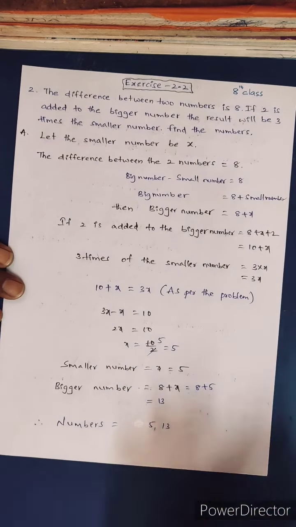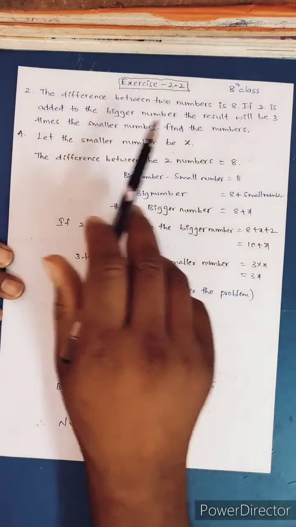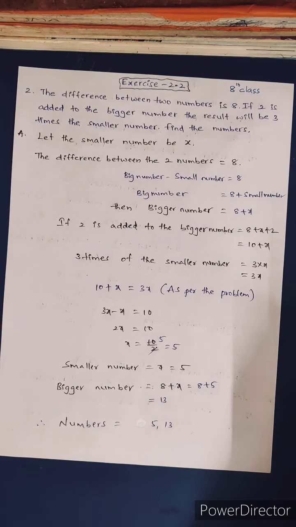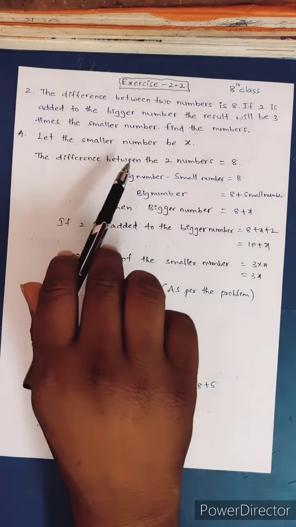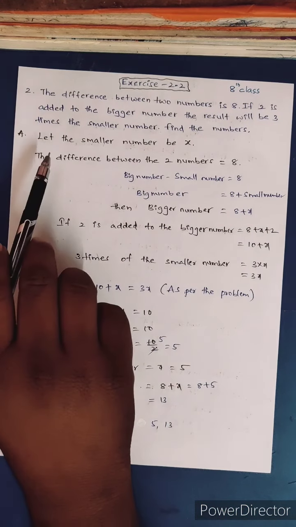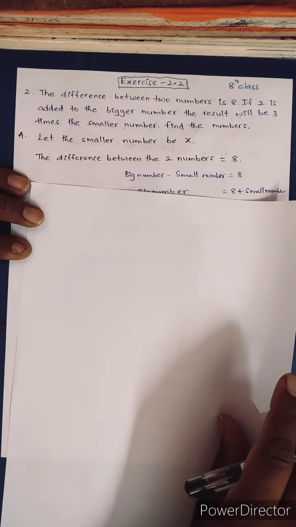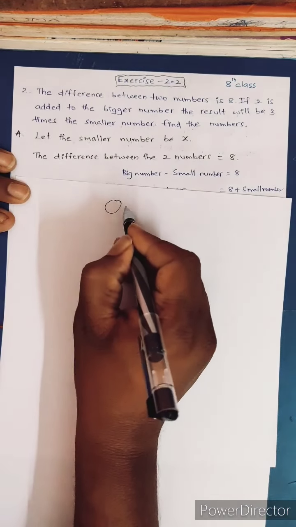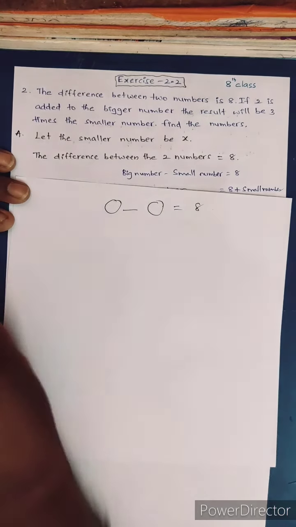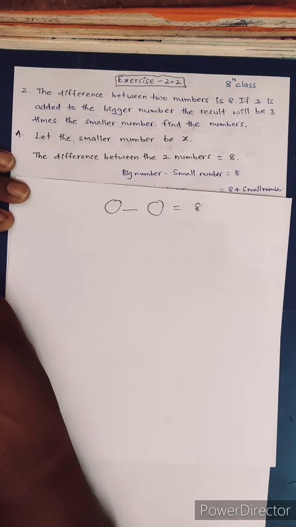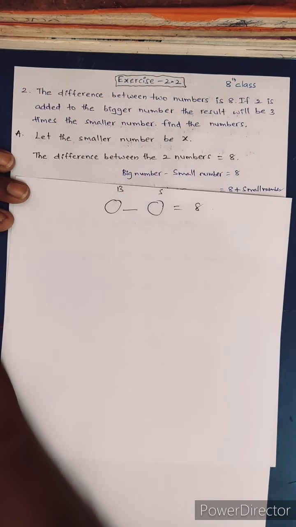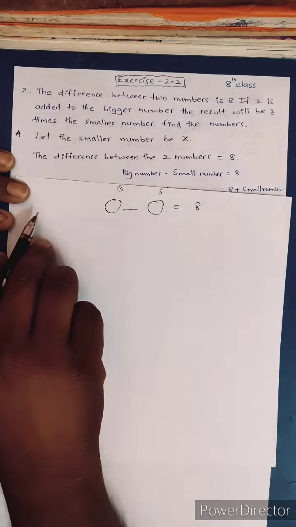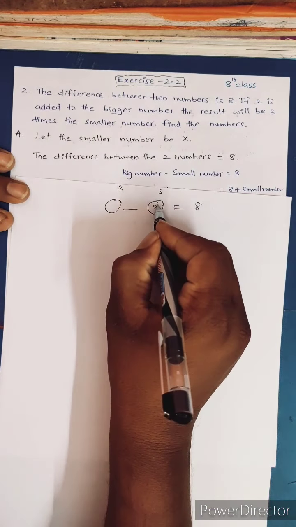Now next, the second problem. The difference between two numbers is 8. If 2 is added to the bigger number, the result will be 3 times the smaller number. Find the numbers. So given in the problem, the difference between two numbers is 8. If 2 is added to the bigger number, assume this is the bigger number and this is the smaller number. The result will be 3 times the smaller number. Find the numbers.